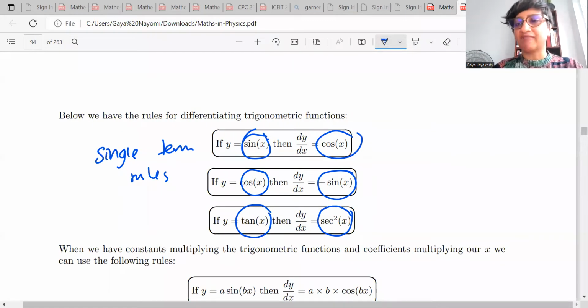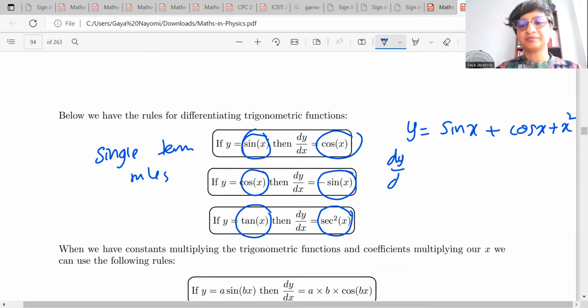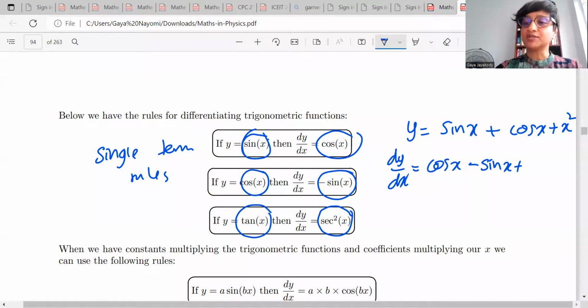So for example, if you have a function y equals sine x plus cos x plus x squared, I have a sum of 3 terms. 2 trigonometric terms and 1 power term. What is the derivative of this function? So, the derivative of sine x is cos x. The derivative of cos x is minus sine x. The derivative of x squared is 2x. Right?